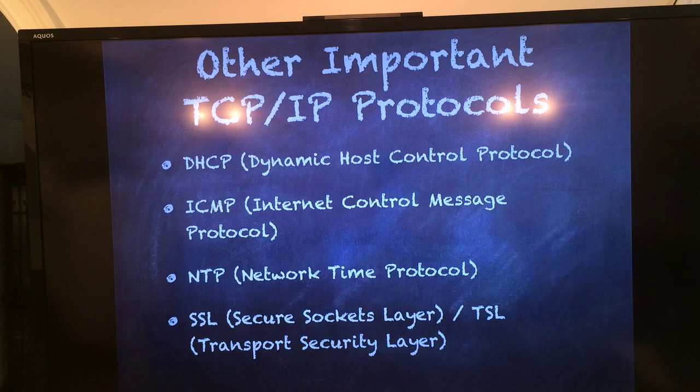Now we have some other important TCP/IP protocols. The first one is DHCP, or Dynamic Host Control Protocol. And we talked about this before when we said that routers assign IP addresses to devices on a network, and routers use DHCP to do so. Next, we have ICMP, which is Internet Control Message Protocol. ICMP takes care of error handling on a network.